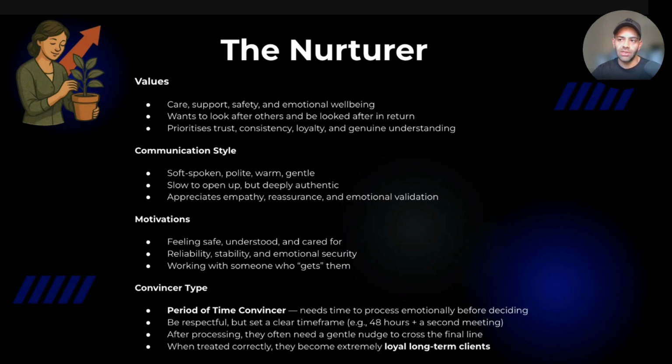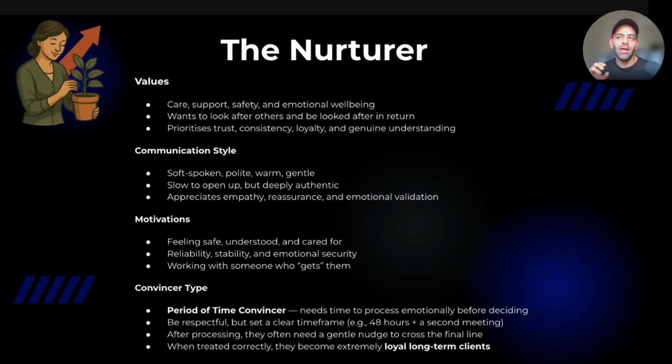Okay, and I'm going to get into the convincer type very shortly as to the strategy of how you convince them to buy. But when we're looking at the values of the nurturer, they value things like care, support, safety, and emotional well-being. Okay, they want to look after others, and they also want to make sure that they're being looked after in return. So it's very much a personable type relationship.